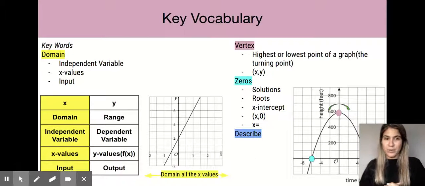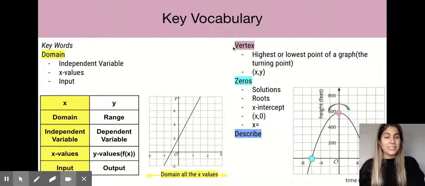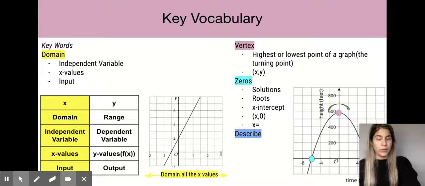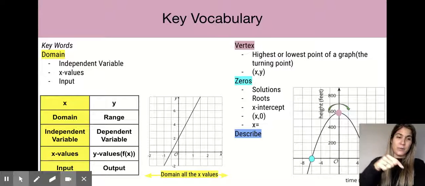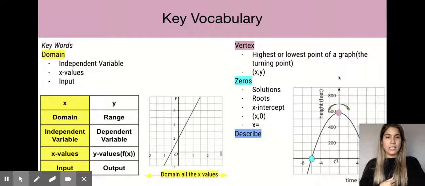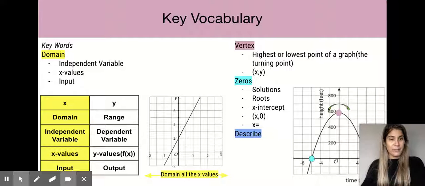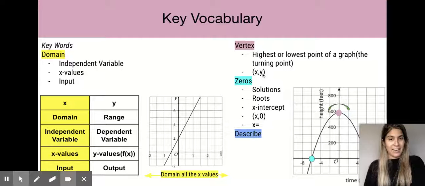Now, other keywords in this lesson to understand are the words vertex and zeros. The vertex is the highest or lowest point of a graph. So it's that point where the graph gets to a top or to a bottom minimum and that it turns. Okay, so looking here, I have that my vertex is right here at the top of my graph and it's my turning point. Remember, the vertex is a coordinate, x and y. Okay, the vertex is a coordinate.